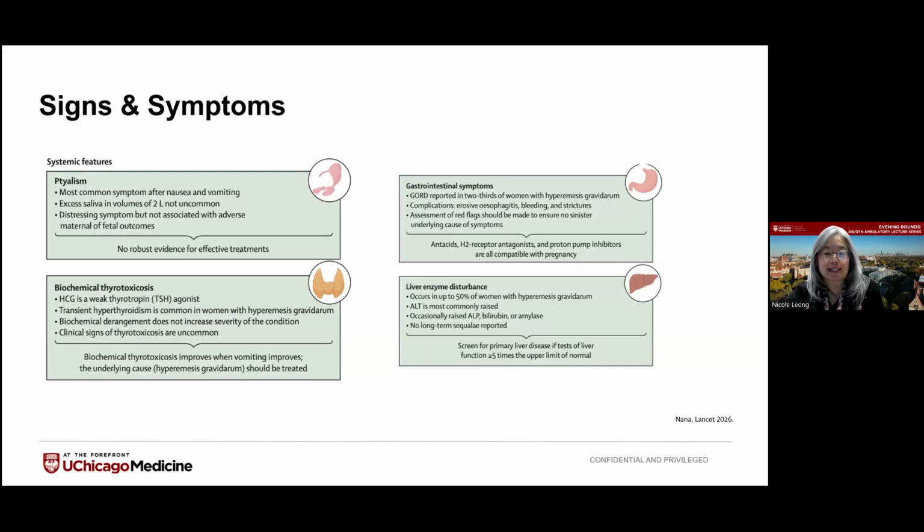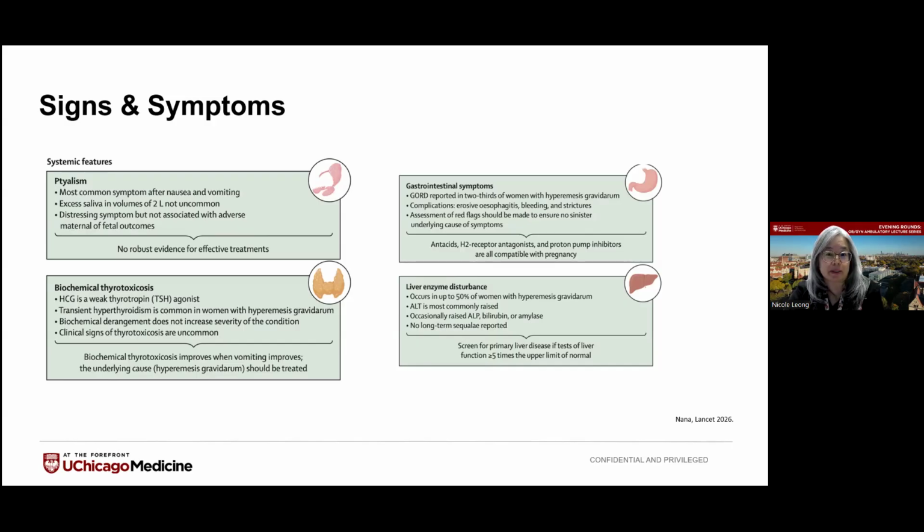Other things that we might see often are disturbances in your thyroid function testing. So HCG is a molecule that appears similar to our TSH, or thyroid stimulating hormone, or thyrotropin. And so when HCG is elevated, it can cross-bind to the TSH receptor and stimulate thyroxine production. So we can have a sort of transient hyperthyroidism. But oftentimes this is not really symptomatic.